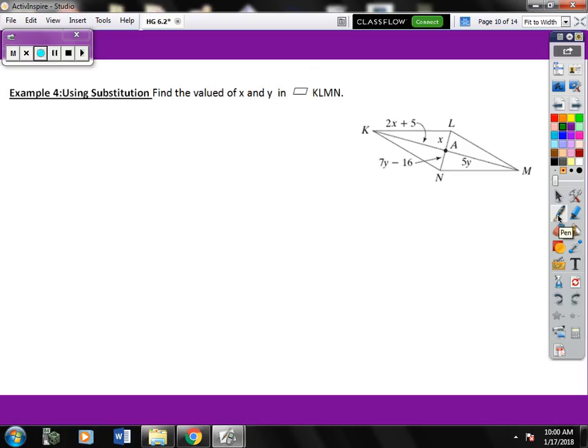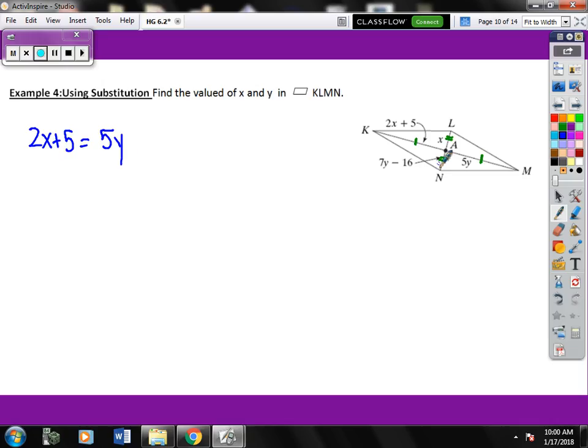Same thing. If this is a parallelogram and we're given the diagonals, we know that diagonals bisect each other. So we would mark that KA is congruent to AN and NA is congruent to AL. Okay, write two equations setting those equal. So for example, 2x plus 5, that's KA, equals AM, 5y. Okay, see how this is harder? We have two variables.